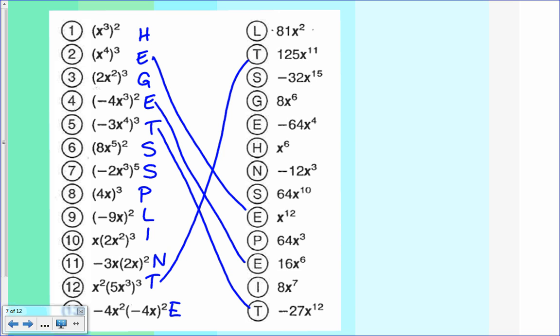Number 6 should go with the 64x to the 10th. This S here should go with negative 32x to the power of 15. And this E right here should be negative 64x to the power of 4. Where's that one? Right there. Okay, so you can check those answers. And we're going to move on to the next slide.